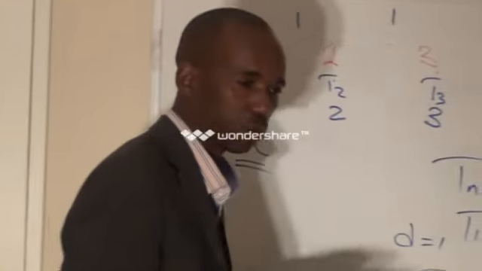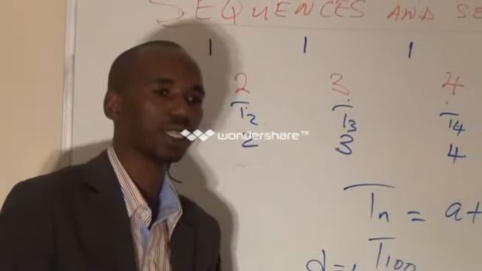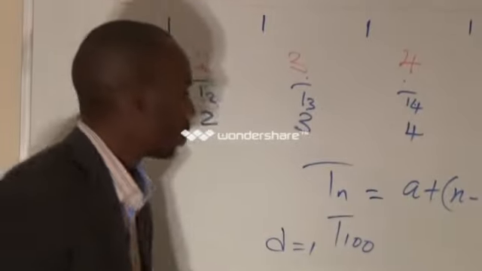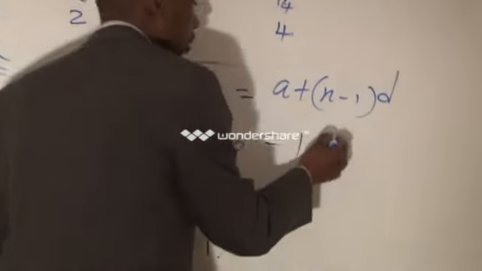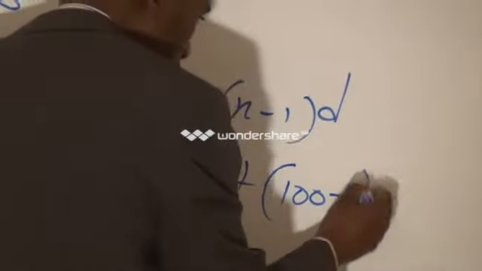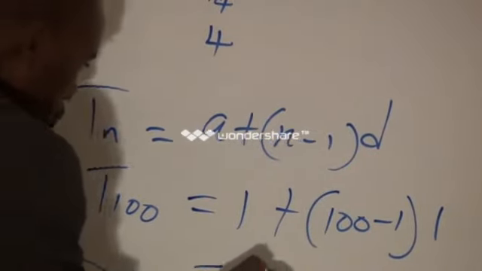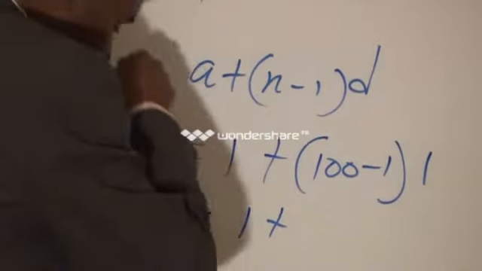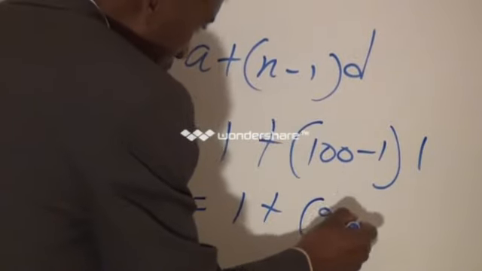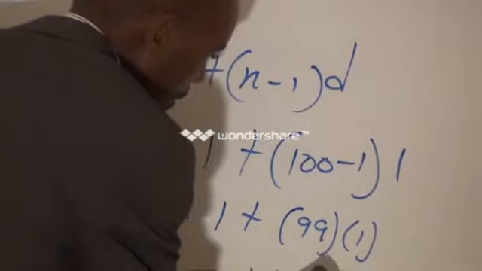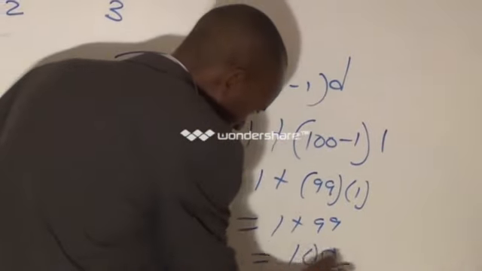It's A plus n minus 1 times d. We know that n is equal to 100 in this case. We know that A is equal to 1. We know that D is equal to 1. So it's very easy. 1 plus 100, which is our n, minus 1, multiplied by our common difference, 1. This will be equal to 1 plus, what is 100 minus 1? 99 times 1. This is the same as 1 plus 99, which is equal to 100.